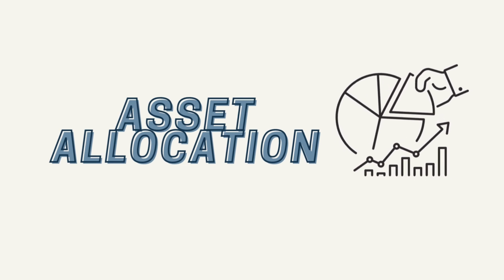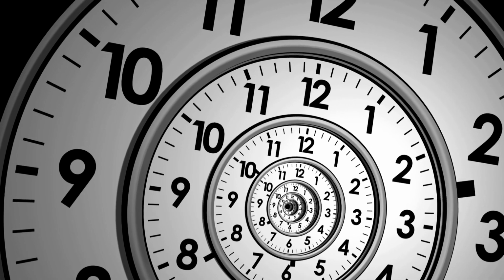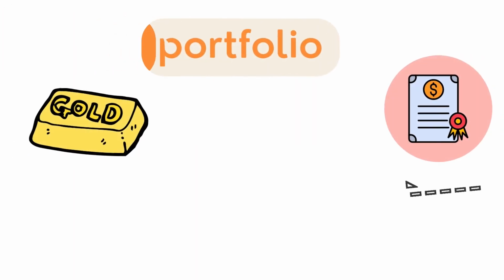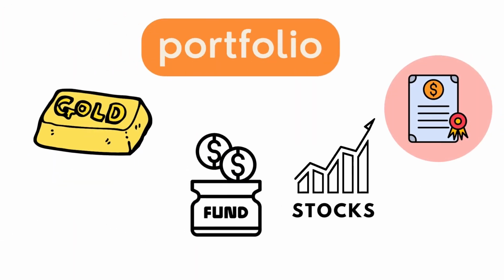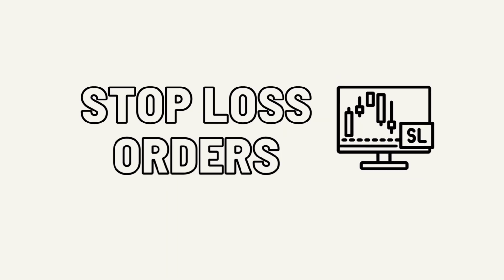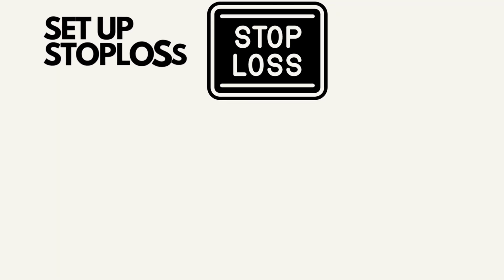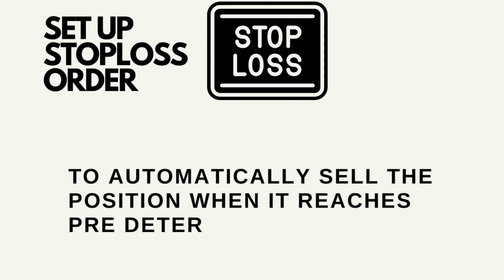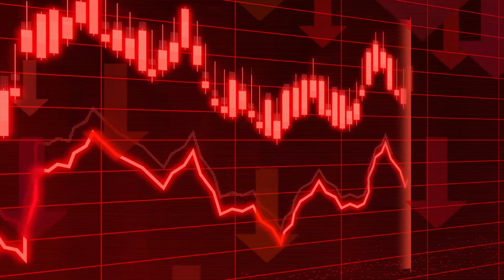Second, asset allocation. Based on your financial goals, risk tolerance, and time horizon, allocate your investments into various asset classes such as stocks, bonds, real estate, and cash. Third, stop loss orders. For individual stocks, consider setting stop loss orders to automatically sell a position if it reaches a predetermined price, limiting potential losses.